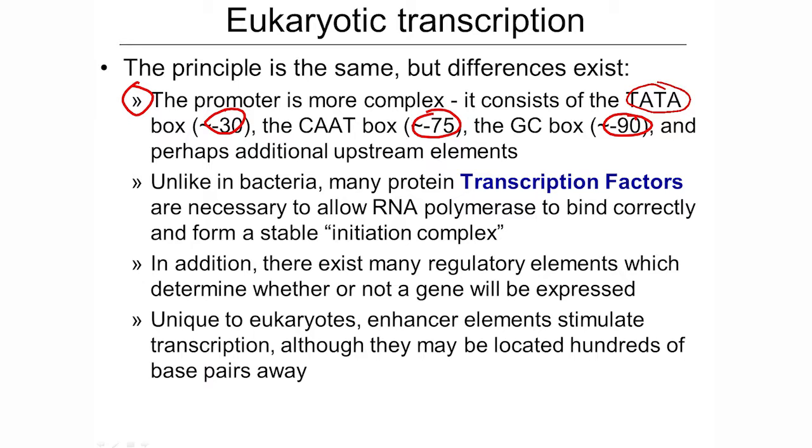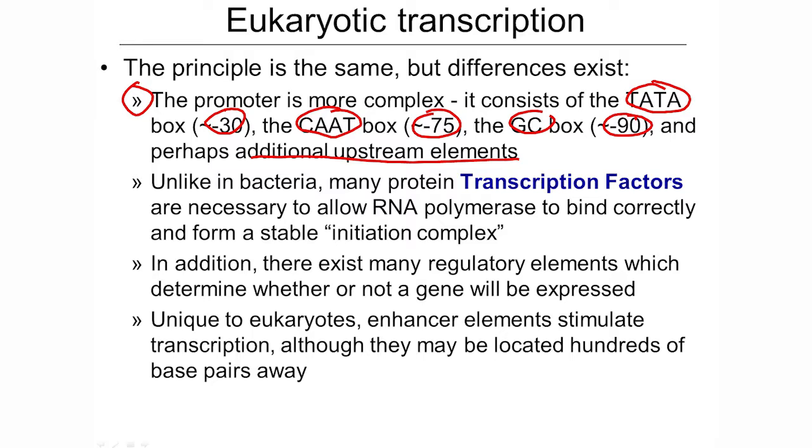An AT-rich area that's called the TATA box, which may sound a little silly. A box that contains the sequence CAAT almost always is the CAAT box, and the GC box is a GC-rich area. There may be additional upstream elements as well. My point is that you can't make a generalized statement about them here. Now, this can get very, very complicated.